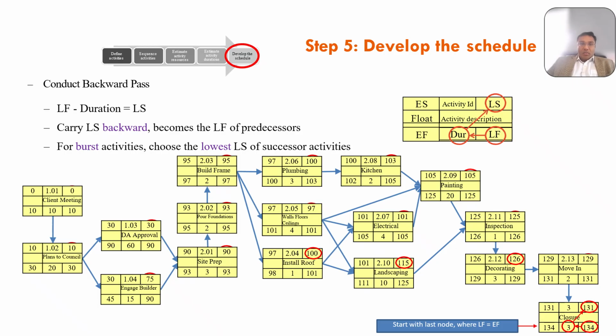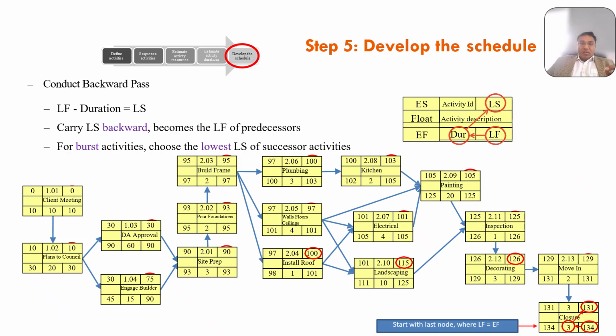And how would we visually show this flow? Let's put a blue arrow indicating activity dependency, which is a logical sequence. So you have to have the client meeting in order to go to plan council, then to DA approval, engage builders, and so on and so forth. The numbers in the red circle in the diagram highlight key calculation elements, which are the LS and LF, the latest start and latest finish, and the box legend on the right shows where earliest start, earliest finish, late start, late finish, duration, and float are located.